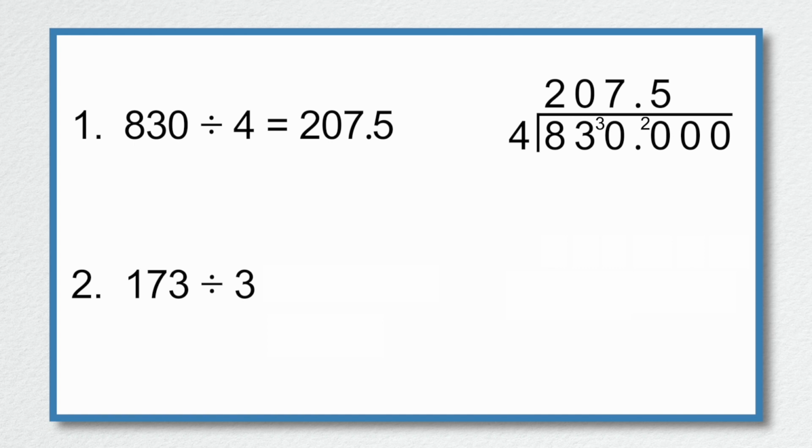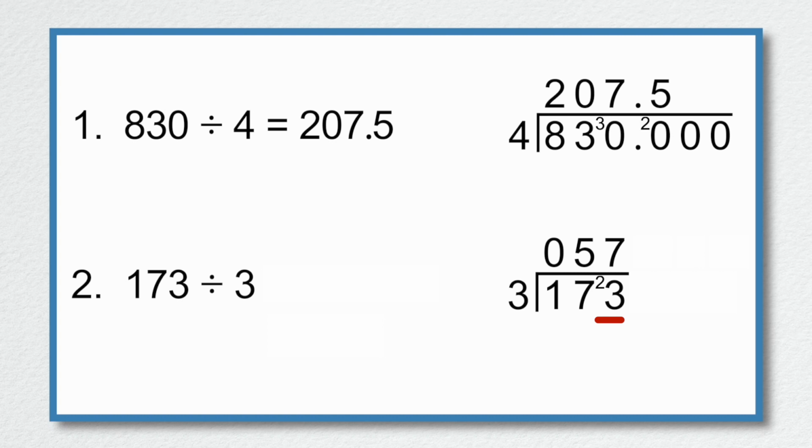And let's try 173 divided by 3. So we'll set it out as normal. We've got 1 divided by 3. 1 is smaller than 3, so I'm going to put a nought down. We're now going to do 17 divided by 3. Well, 3 goes into 17 5 times, because 5 3s are 15, and there's going to be a remainder of 2. 23 divided by 3 is equal to 7, because 7 3s are 21, with a remainder of 2.